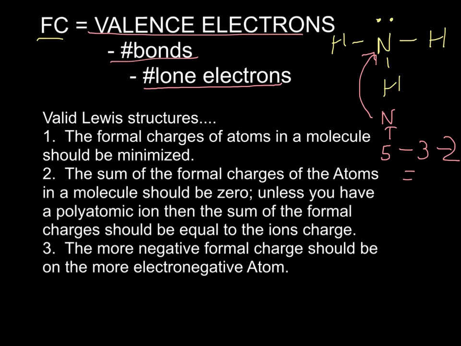So 5 minus 3 minus 2 is 0. So we would say that the formal charge for nitrogen is 0 when it comes to ammonia. If we were to look at the hydrogens, well, hydrogen has 1 valence electron because it's in group 1A. It's participating in 1 bond, so minus 1.